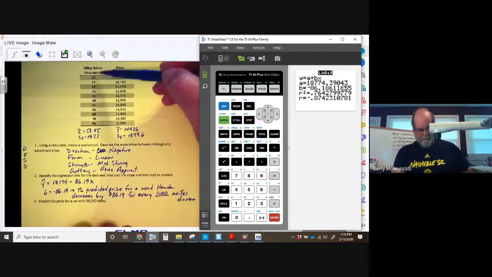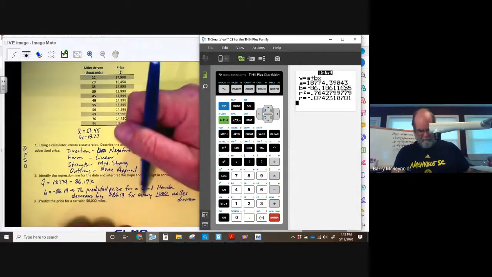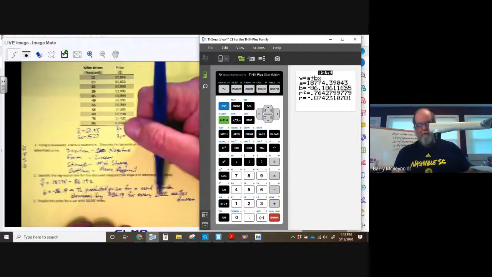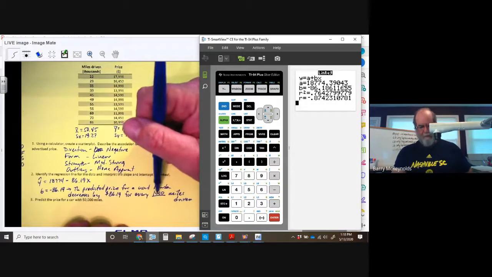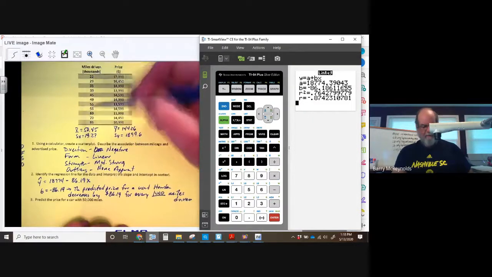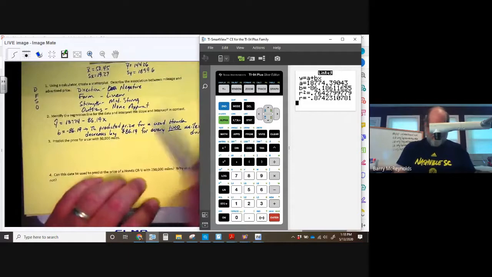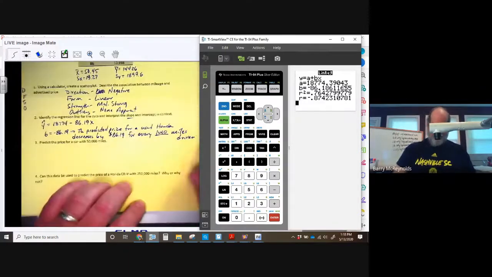Now, it's important that we recognize that this says every 1,000 miles, because our miles driven up here is in thousands. So if you had said for every mile driven, you might have a point taken off there, because always keep track of the units for the x variable. So that's the interpretation of the slope.